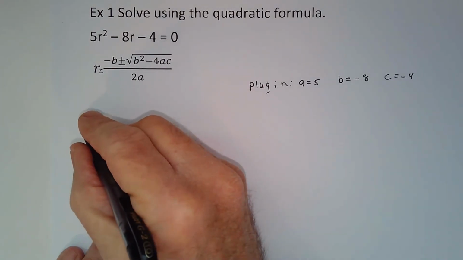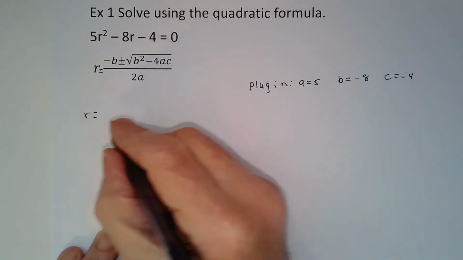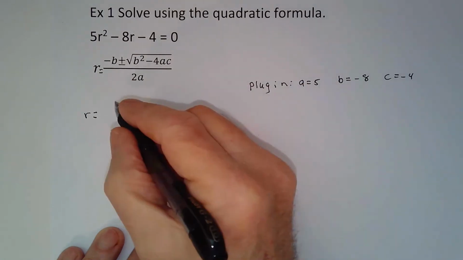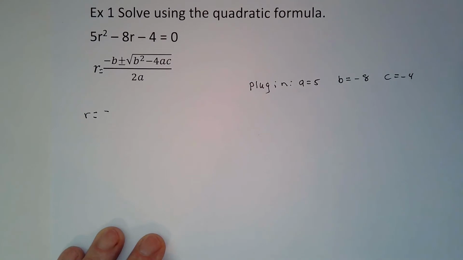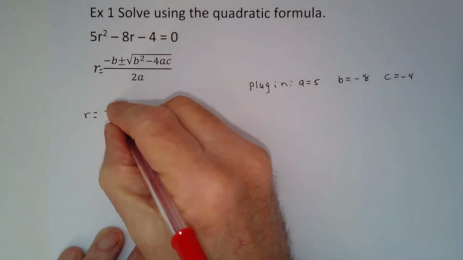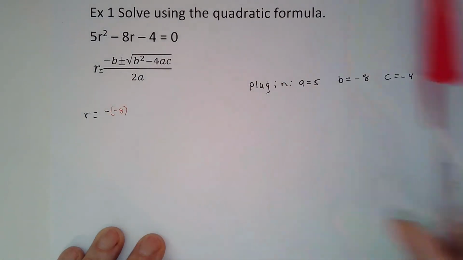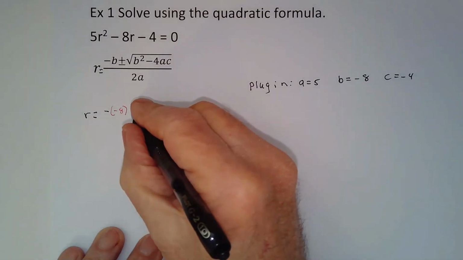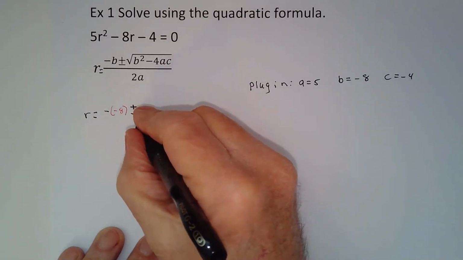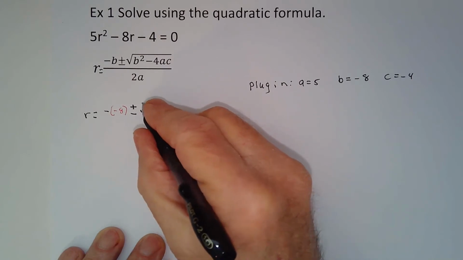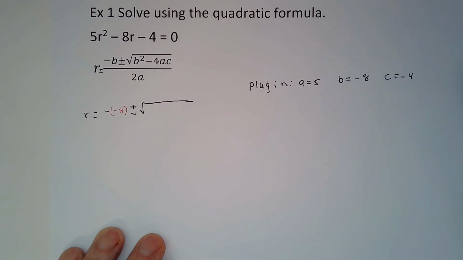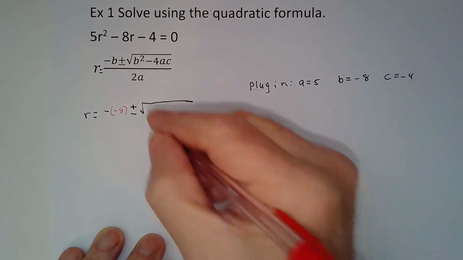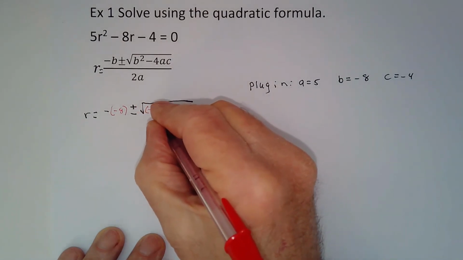So we're going to rewrite it, x equals, and then negative, and in parentheses, our b is -8, plus or minus the square root of, and then I'll draw a line here. We don't know how long we need it. Times b squared, so b again is -8. I'll put that in parentheses.